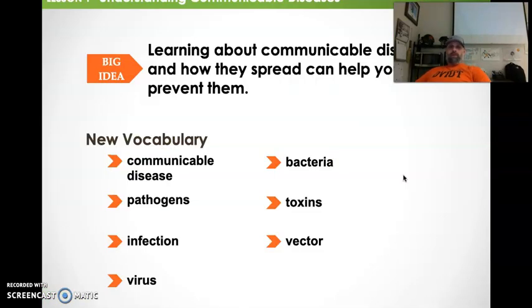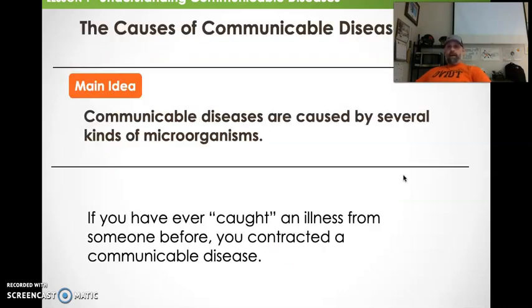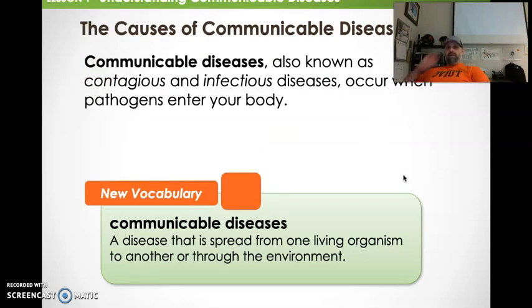So here we go. Learning about communicable diseases and how they spread can help you prevent them. The causes of communicable diseases. Communicable diseases are caused by several kinds of microorganisms. If you've ever caught an illness from someone before, you've contracted a communicable disease. We talk about communicable diseases, also known as contagious or infectious diseases. They occur when pathogens enter your body.